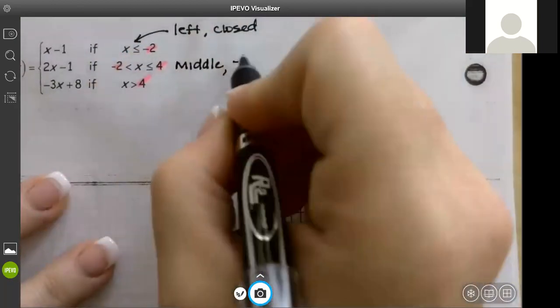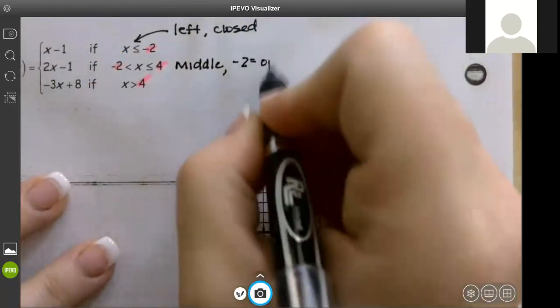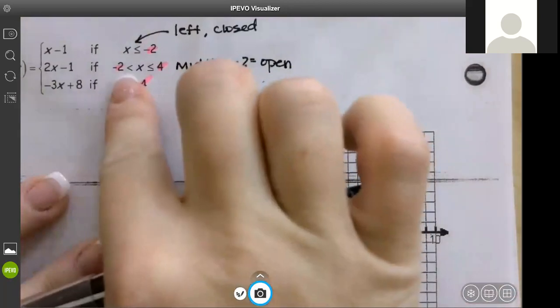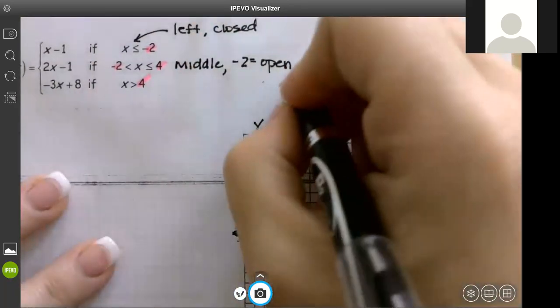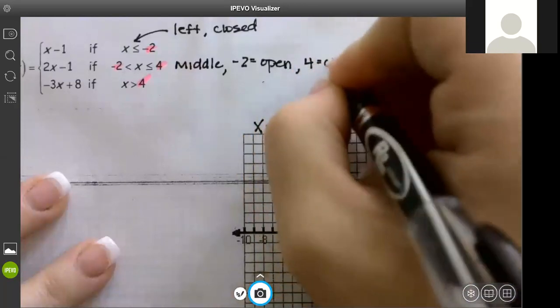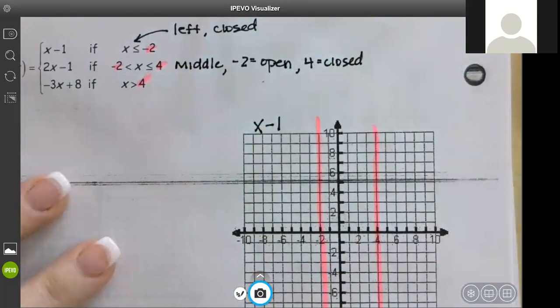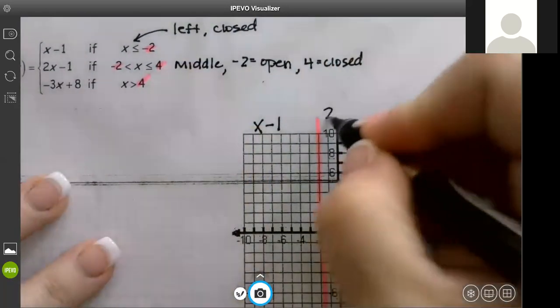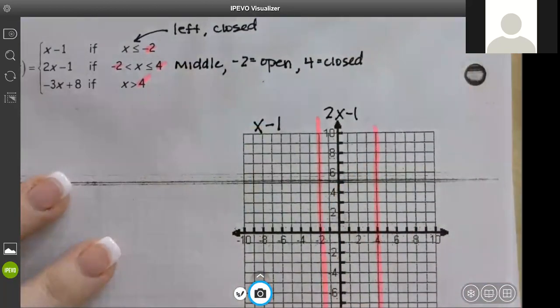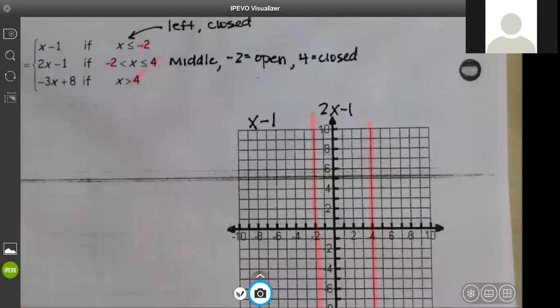On -2, it's going to be open because it's not equal to, just like we did on our quiz. And then on 4, it's going to be closed because it is equal to. So our 2x minus 1 is going to go in the middle. And again, it looks complicated, but we did that one on our quiz where it was in the middle. It's the same exact thing. We're going to split it up.